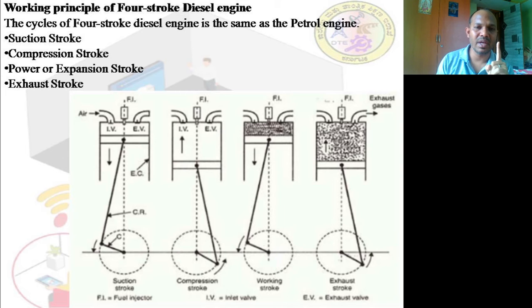Compression ratio for a petrol engine varies from 6:1 to 10:1. That means 6 meter cubes of fuel and air will be compressed to 1 meter cube. That is in a petrol engine. In a diesel engine, it is 18:1 to 22:1. That means around 20 meter cubes of air is compressed into 1 meter cube.